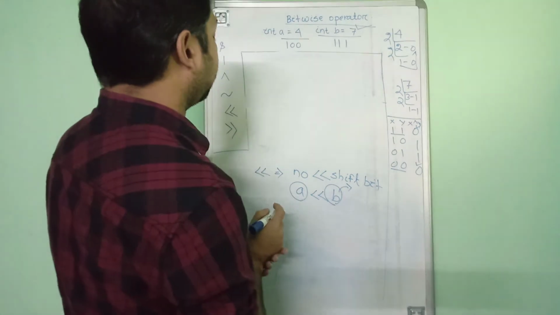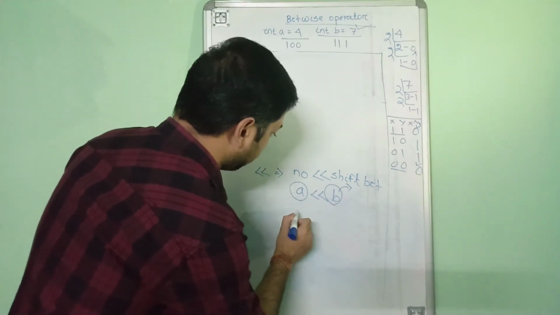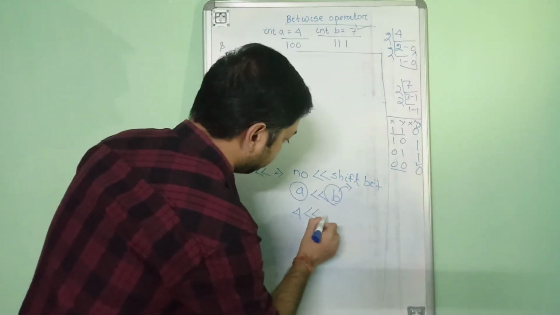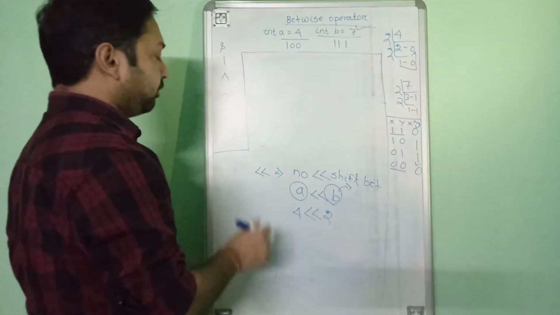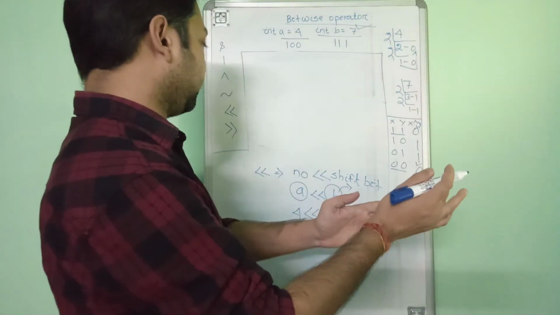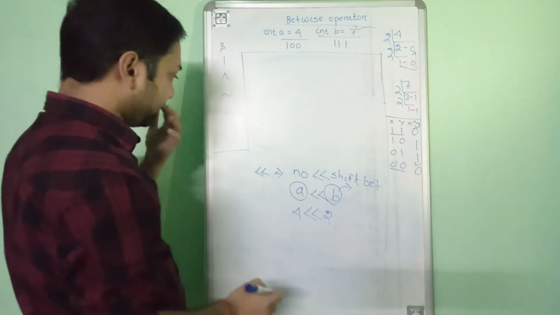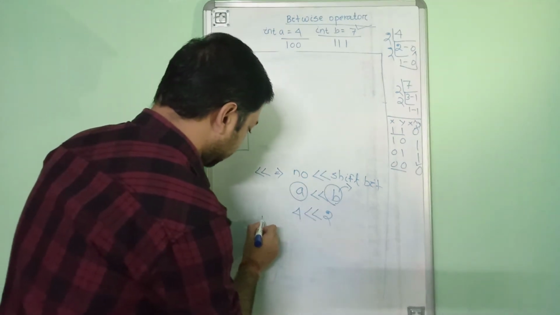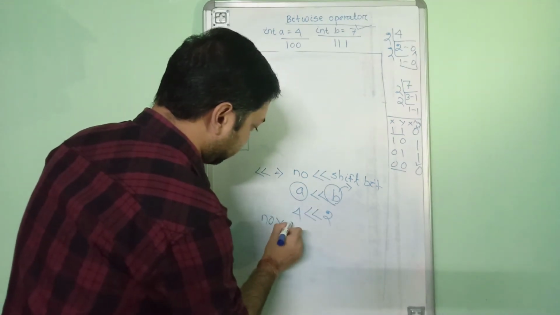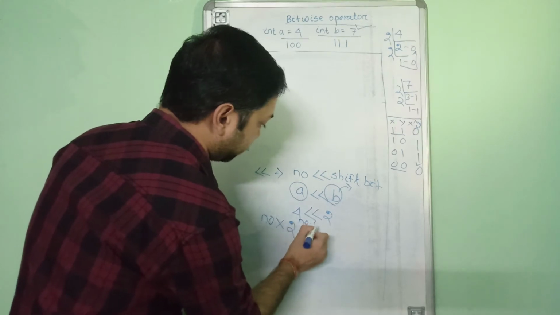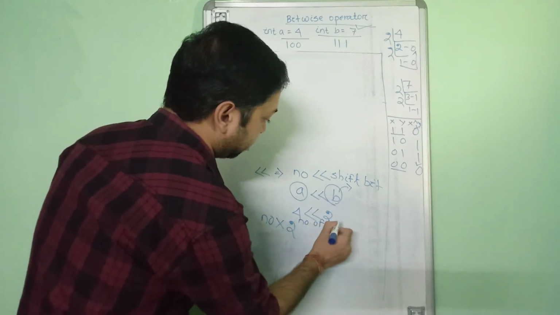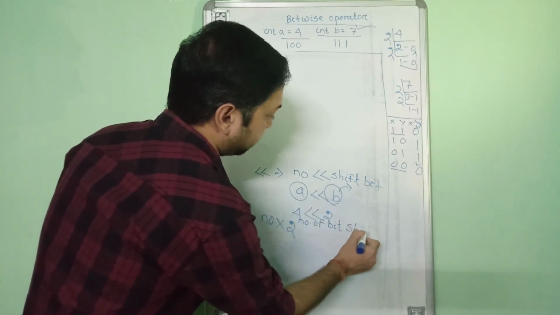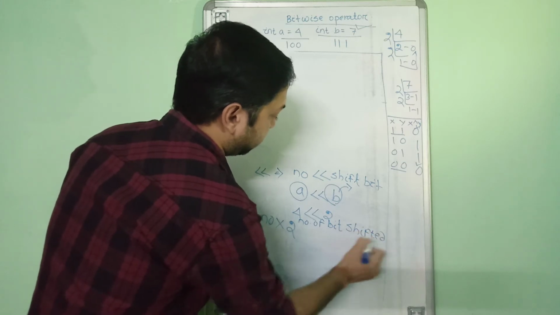So what is the value of A here? 4. Let me shift by 2. 4 will be shifted 2 bits towards the left. For this there is a simple formula for the left shift: number times 2 to the power of the number of bits shifted to the left.